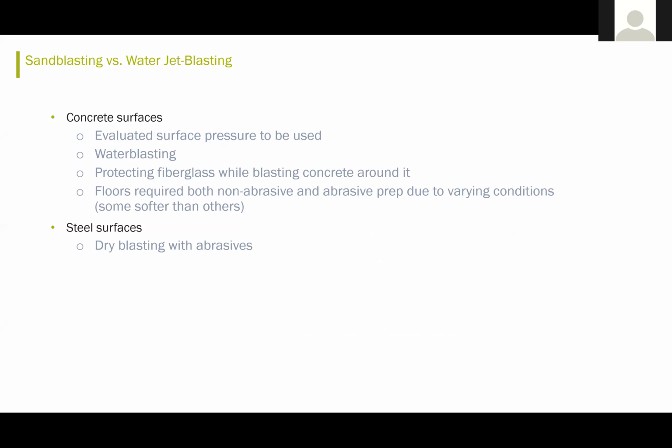So they evaluated what pressure they needed to use, and they water blasted to remove most of the soft cement material and leave a good aggregate exposed. They protected the fiberglass troughs while blasting around them, and they needed both abrasive and non-abrasive blasting on the floors depending on the condition. And then there were some steel surfaces which they dry blasted with abrasives.